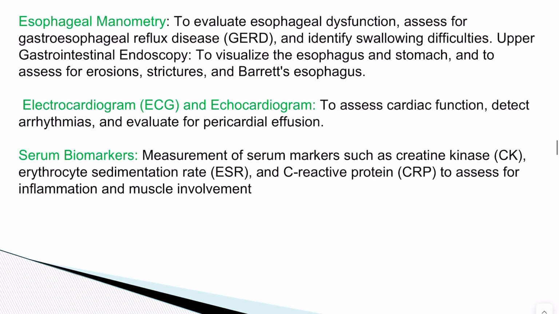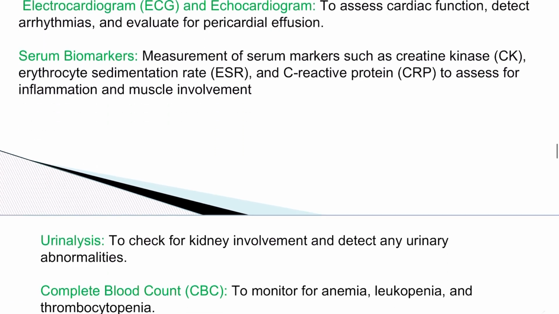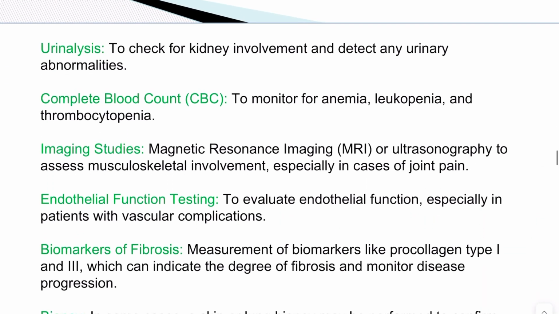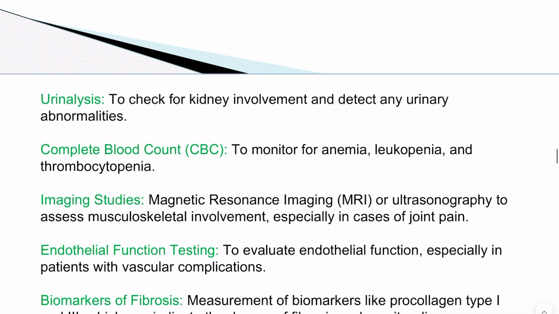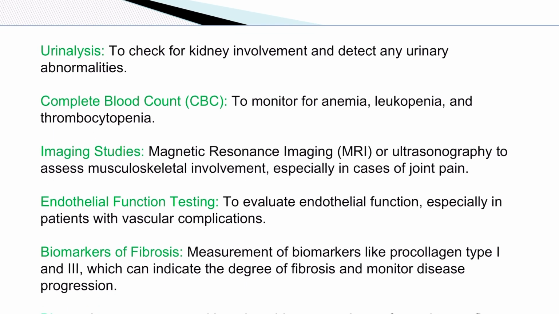Then serum biomarkers, like measurement of the serum markers like CK and ESR and CRP to assess for inflammation and muscle involvement. We're going to check the urine as well to check for kidney involvement, detect any urinary abnormalities. CBC mainly to monitor for anemia, leukopenia and thrombocytopenia. Imaging studies are important, like MRI or ultrasonography, to assess the musculoskeletal involvement, especially in case of joint pain. Endothelial function testing to evaluate the endothelial function.